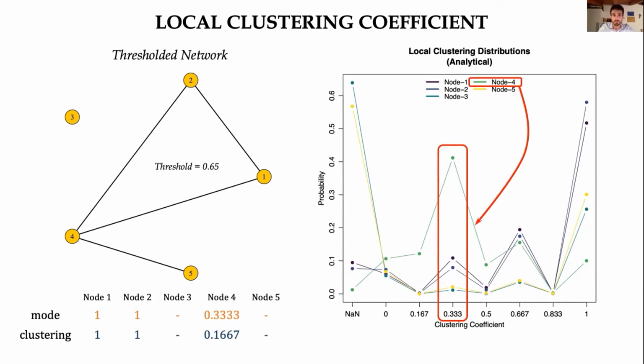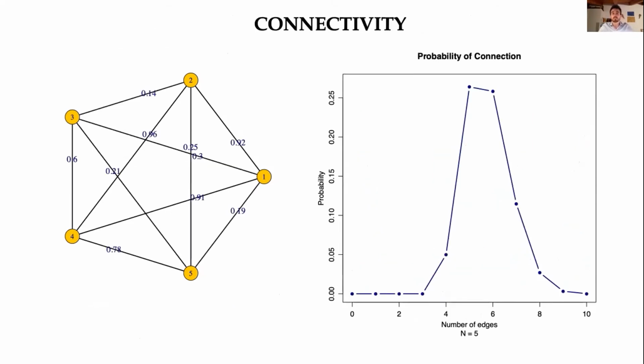Another important network feature is the connectivity. Now, we are asking for the probability that a network of n nodes consists of a single connected component with k existing edges.